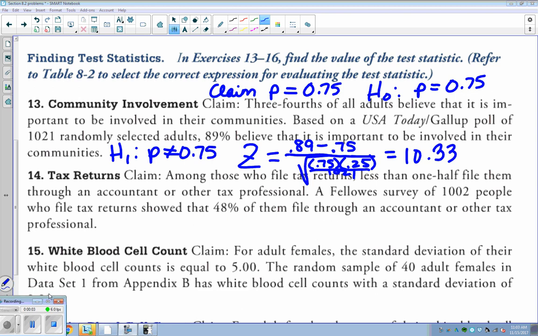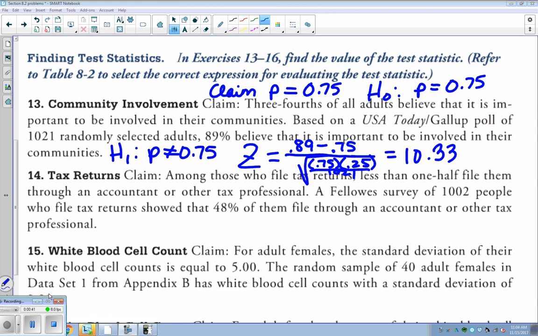Okay, so we're going to do some more sample problems here on number 14. Number 14 says tax returns. And again, I read the claim and I ignore the rest. The first thing is I read the claim. The claim says, among those who file tax returns, less than one half file them through an accountant or other tax professional. I don't care about the test. I don't care about the survey. I don't care about the rest of the data. I don't care about the statistics. I'm just going to focus on that claim.